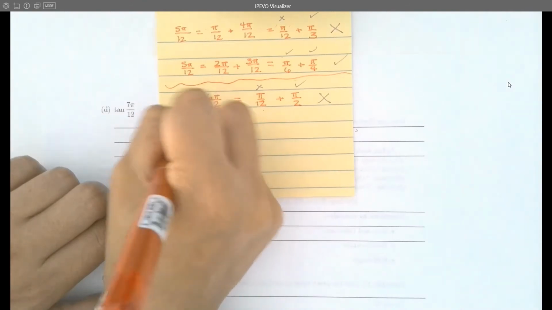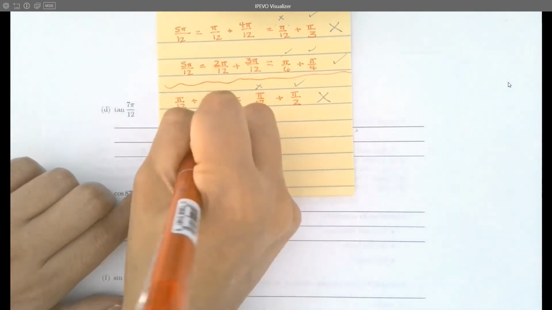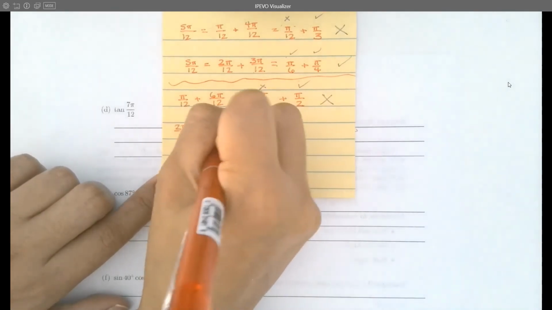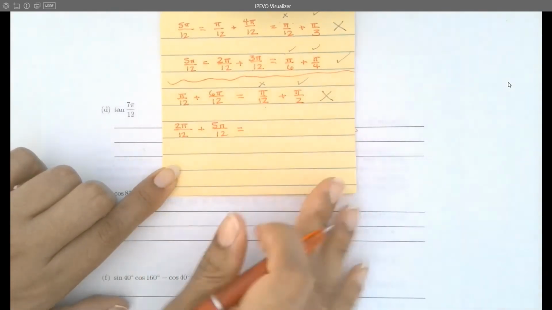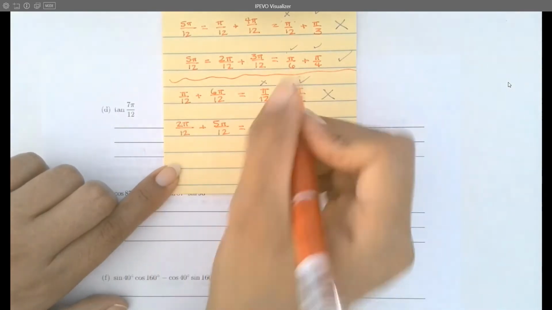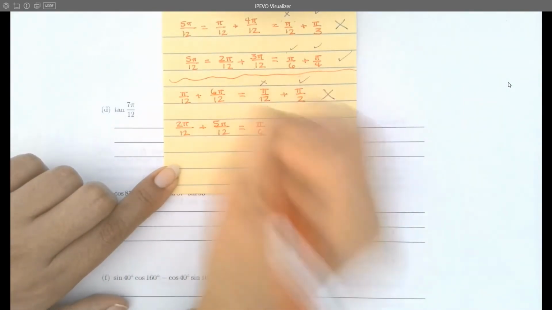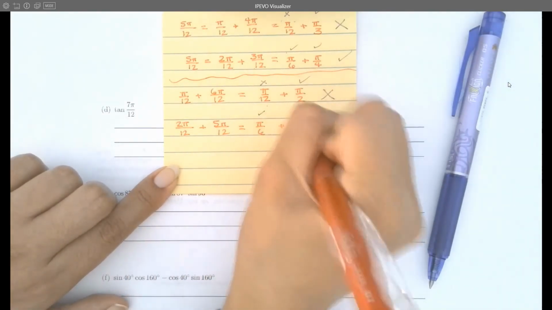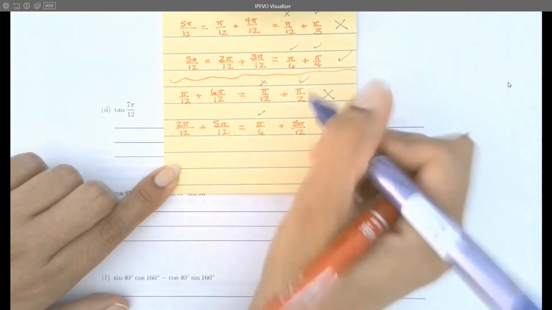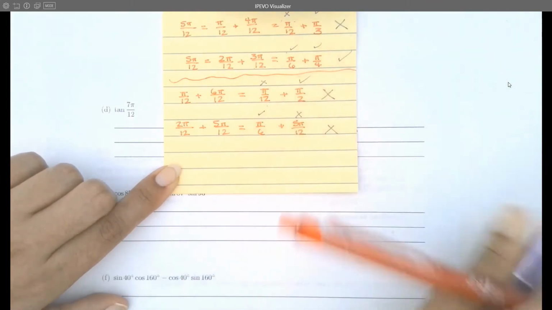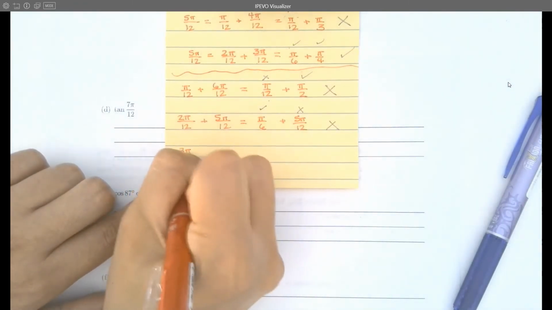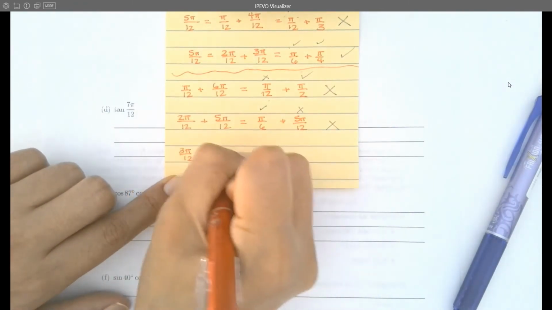The next one to try is maybe 2 pi over 12 plus 5 pi over 12. Now in this case, the 2 pi over 12 reduces down to a pi over 6, which is on the unit circle, but the 5 pi over 12 does not reduce, and that is not on the unit circle. So that means we don't use this option. And the next one we can try is 3 pi over 12 plus 4 pi over 12.